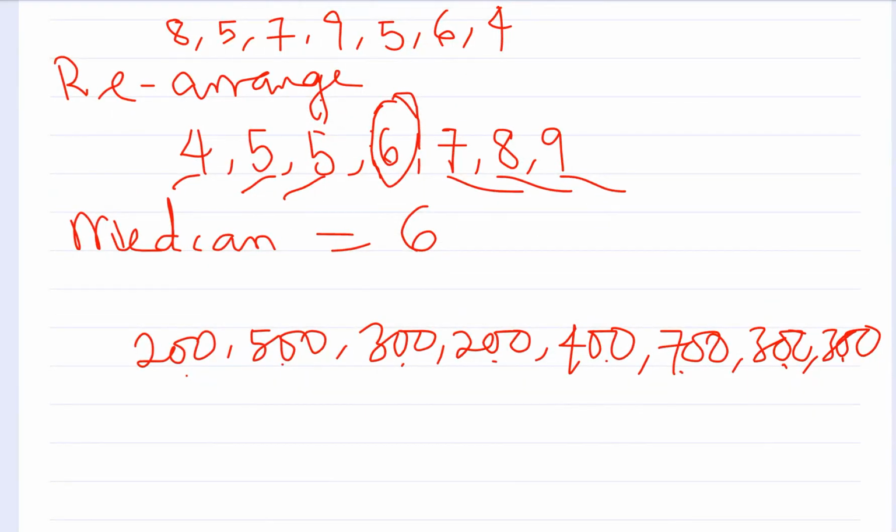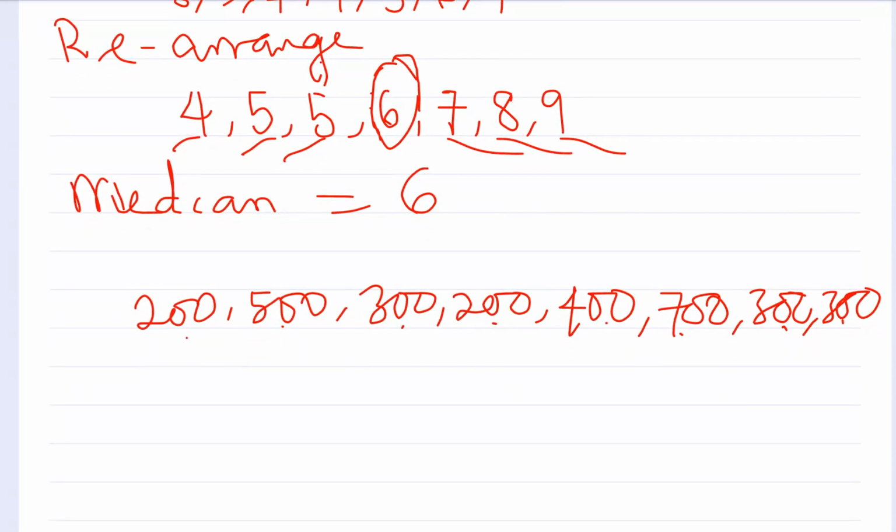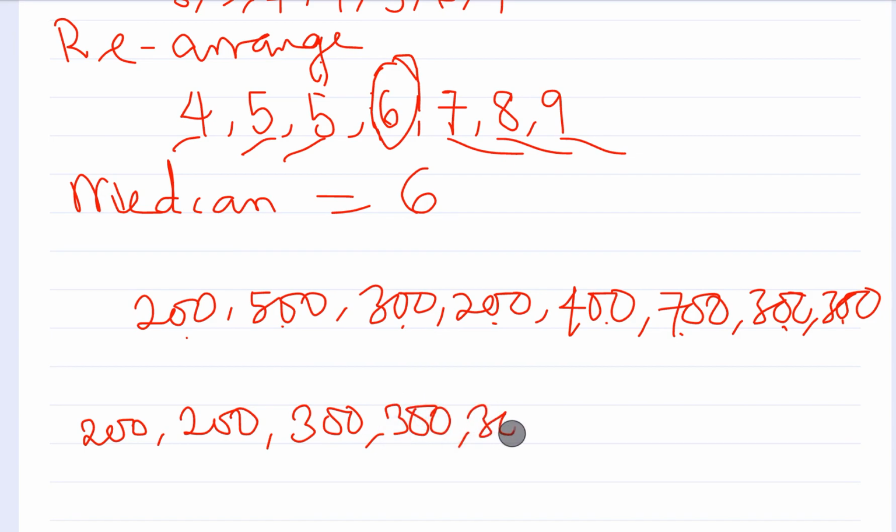So this is 8. The first thing to do here is to rearrange. If you rearrange, you are going to have 200, then 200 again, then 300 in 3 places, then 400, then 500, then 700. 1, 2, 3, 4, 5, 6, 7, and 8.